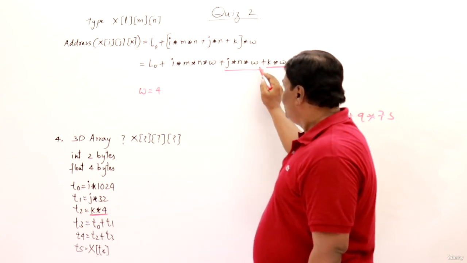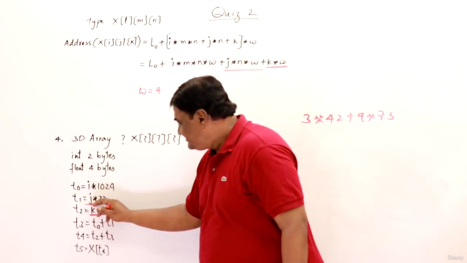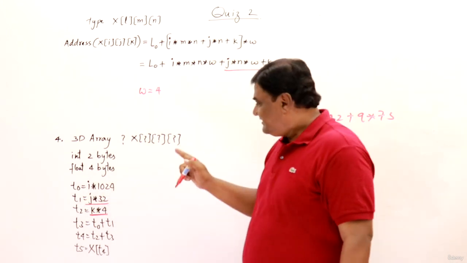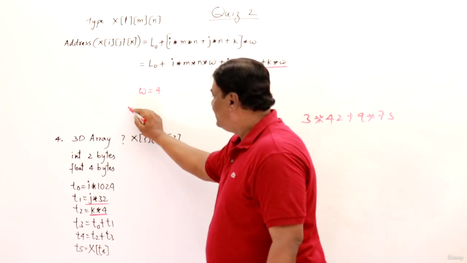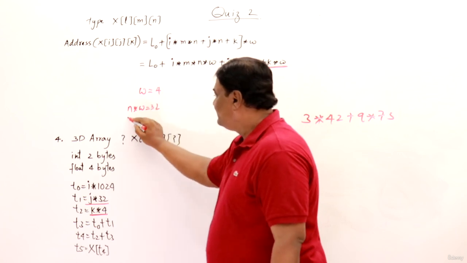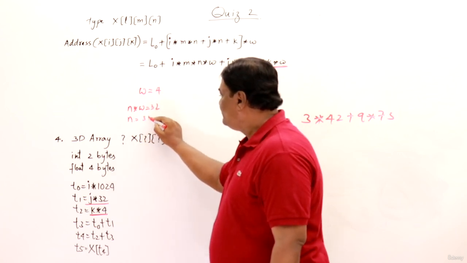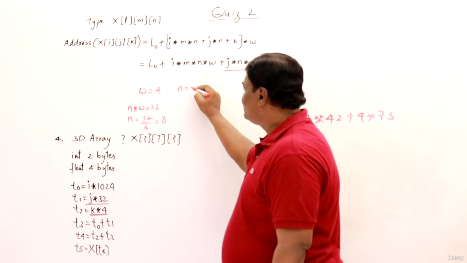Then j n w. So j is multiplied by n into w. So what is the value with the j? 32. So that 32 means it is actually n into w. So n into w is 32. Then what is n? n is 32 by 4, that is 8. So now we know n is 8.